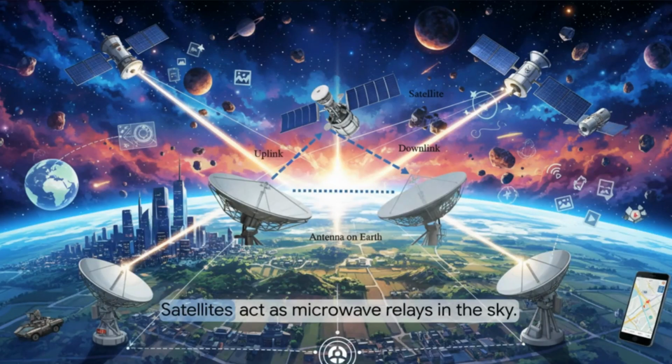Now, let's zoom all the way out, literally, to space. Satellites. These act as giant microwave relay stations placed high up in orbit. We've actually been using this method for global wireless communications since 1965. Here's how it works. A satellite receives an uplink signal from an antenna on one side of the Earth and then beams it back down on a downlink path to an antenna somewhere else entirely.